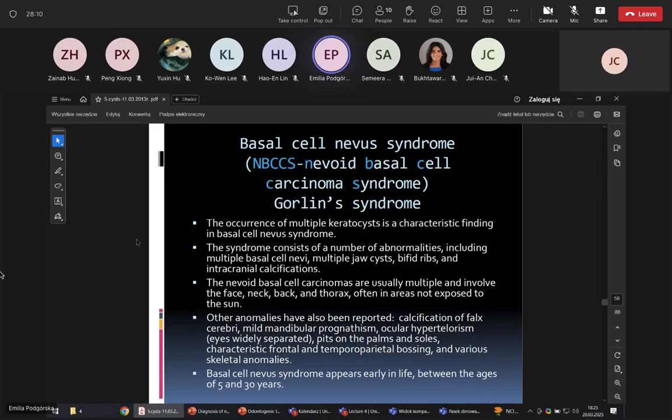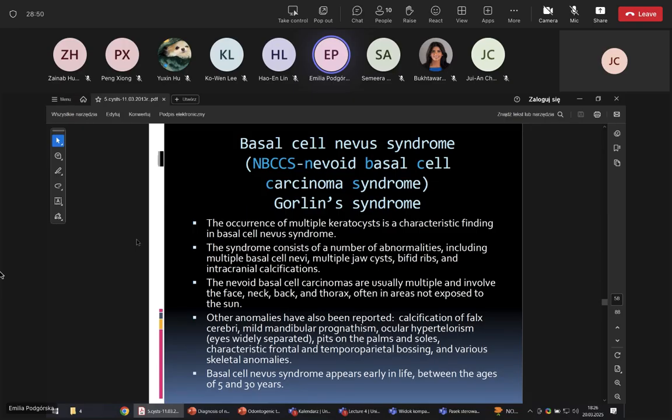The occurrence of multiple keratocysts is a characteristic finding in basal cell nevus syndrome. The syndrome consists of a number of abnormalities, including multiple basal cell nevi, multiple jaw cysts, bifid ribs, and intracranial calcification. The nevoid basal cell carcinomas are usually multiple and involve the face, neck, back, and thorax, often in areas not exposed to sun. Other anomalies have also been reported.